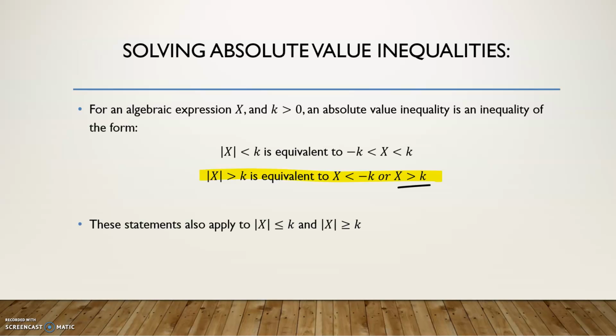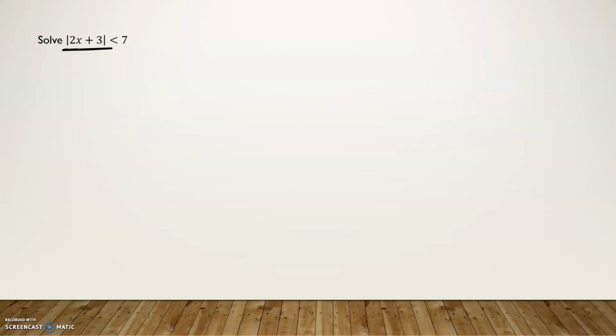Now let's look at this one. I don't have anything attached to this absolute value, so we can go ahead and compare it to one of these two. And now this one does look like the first one. Okay, so not looking at this one, now we are looking at this one right here. So I need a negative k and a positive k. So our k is 7. Okay, so I need a negative k and our expression and then a positive k.